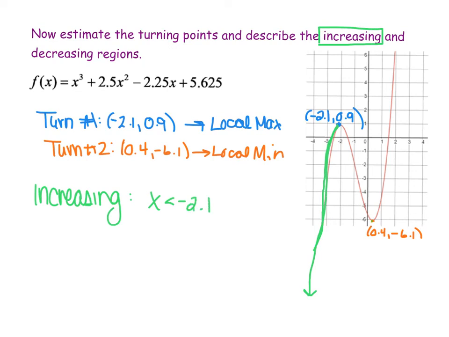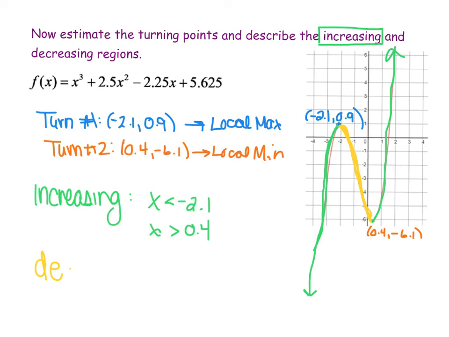It's also increasing over here as we start when the x values are at 0.4 and get bigger. So I can see I have two increasing regions, one when x is less than negative 2.1 and one when x is more than 0.4. Now, my final thing here is I need to find my decreasing regions. And if I look, I notice that the only spot where I am decreasing is right here, sandwiched between the two x values of my turning points.